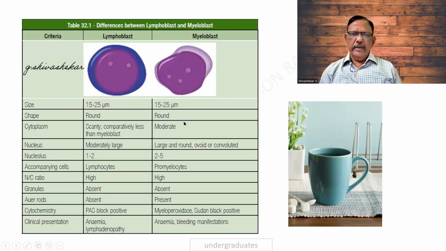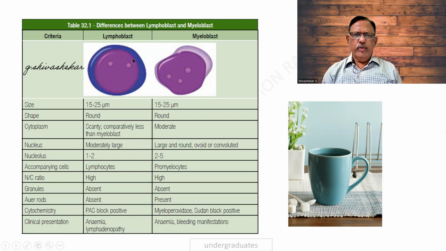This is one particular diagram or table which I want you people to definitely learn by heart. What are the differences between lymphoblast and myeloblast? If you are a clever student, you can use this chart for ALL or AML or the morphology of a blast whatsoever. So these are the differences. The sizes are given, shape, cytoplasm. The exact thing I would like you to learn by heart.